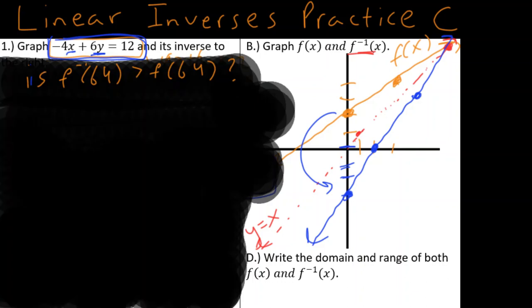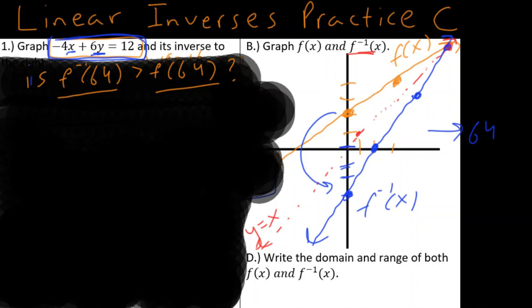Okay, so the question is, is f inverse of 64 greater than f of 64? Now, a great way for you to answer this intuitively is to ask which of these lines, f of x or f inverse of x (notice f inverse of x is our blue line), has the greater slope? Since the blue line is already outpacing the orange line here, you would expect that 64, which is way over here, yes, this is probably a true statement.